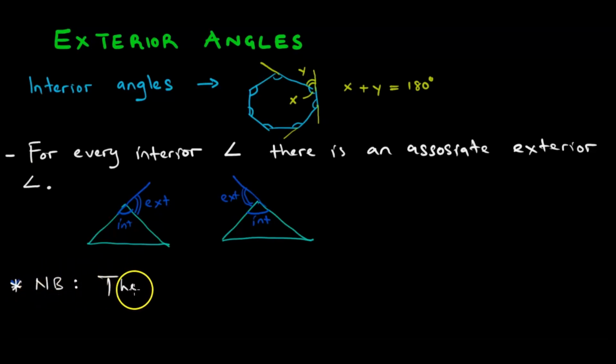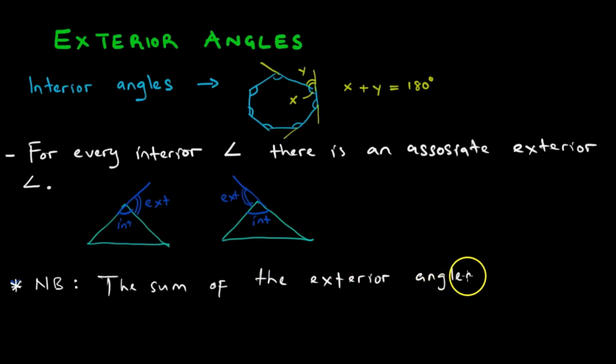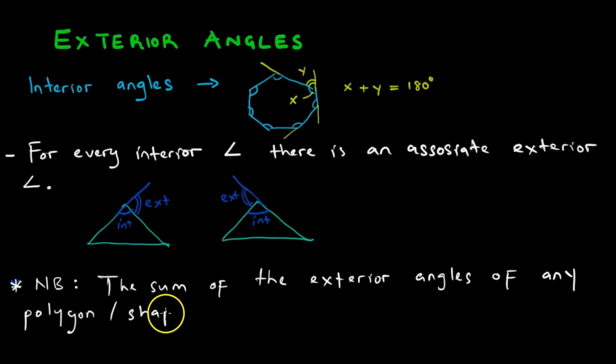Inoti, the sum of the exterior angles, so the sum of the exterior angles of any, underline any, polygon or shape is 360 degrees. And saka ndo panouya the first main difference between interior and exterior angles.